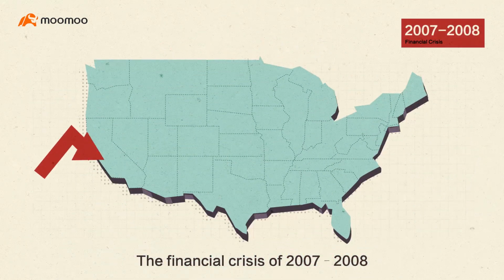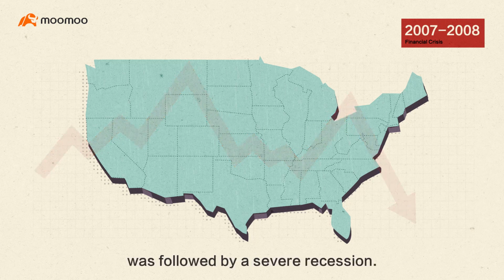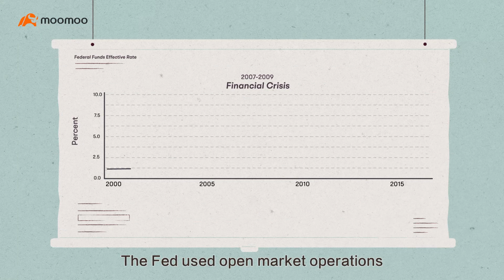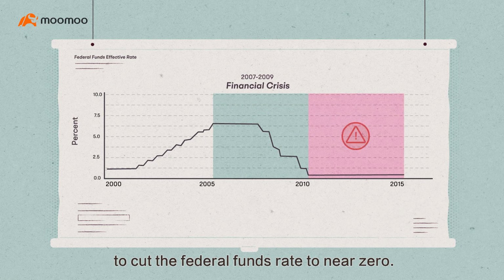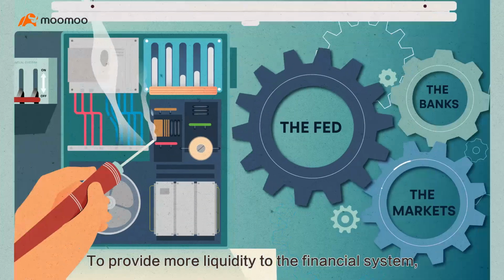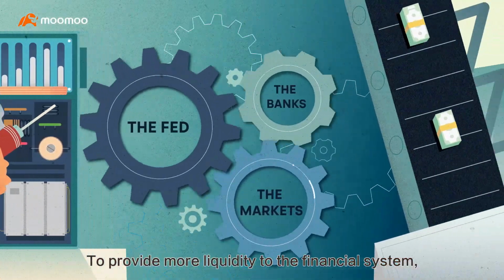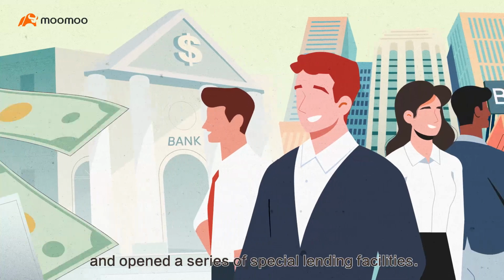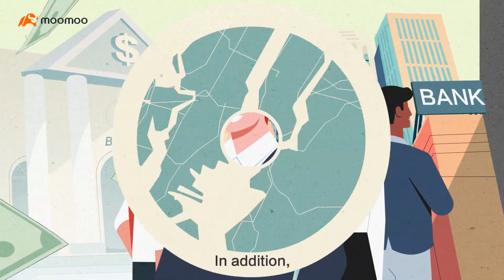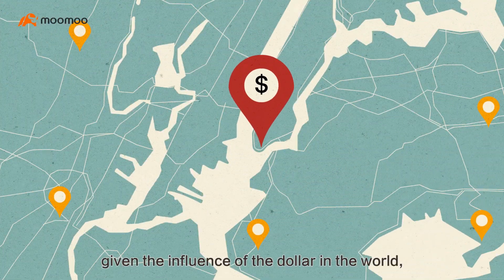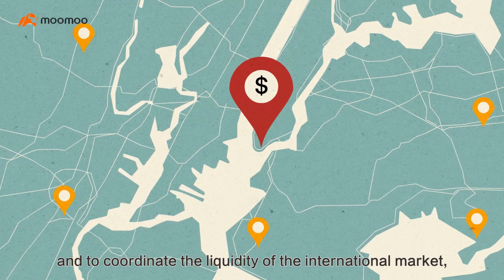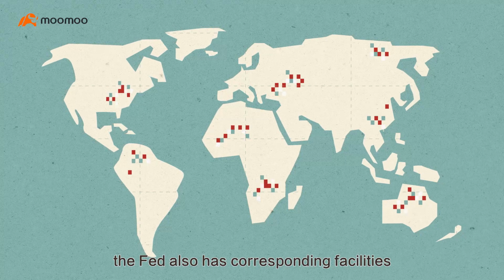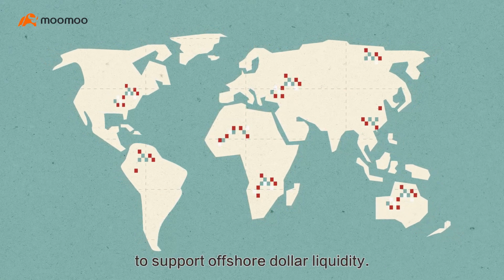The financial crisis of 2007-2008 was followed by a severe recession. The Fed used open market operations to cut the federal funds rate to near zero. To provide more liquidity to the financial system, the Fed also purchased large amounts of assets and opened a series of special lending facilities. In addition, given the influence of the dollar in the world and to coordinate the liquidity of the international market, the Fed also has corresponding facilities to support offshore dollar liquidity.